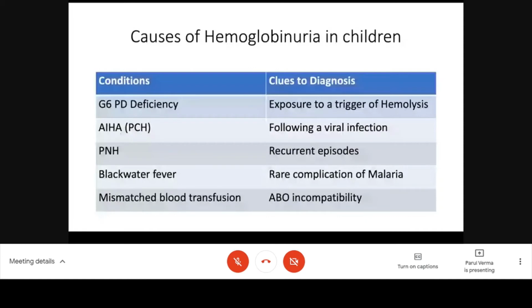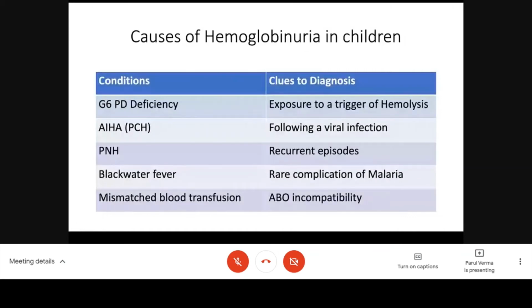The cross-matching is a problem with warm AIHA. The next entity which can present with hemoglobinuria is PNH, paroxysmal nocturnal hemoglobinuria. Again, this does not present with acute onset hemoglobinuria. They will give you a history of recurrent episodes of hemoglobinuria, typically early morning. This is how you detect PNH, and it can be confirmed by doing a flow cytometry for CD55 and 59.